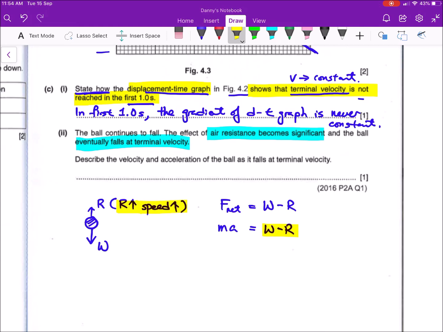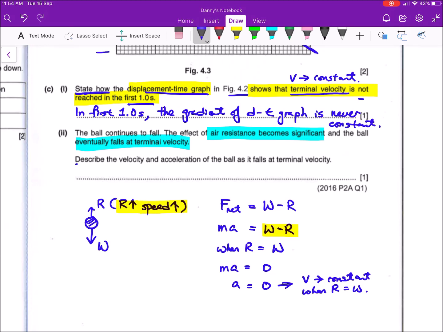So what happens is that when your R becomes matching with W, you will notice that the right hand side becomes 0. This is when A is 0, and this is whereby your V will become constant, when R equals W. This is why.